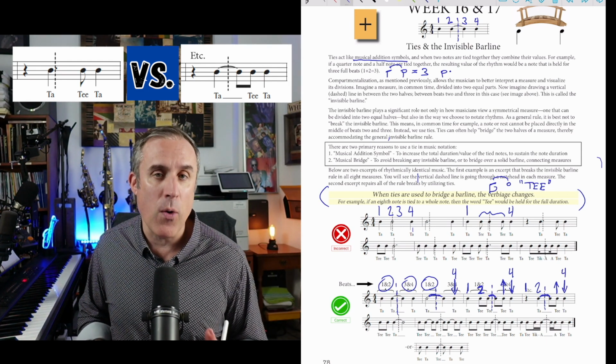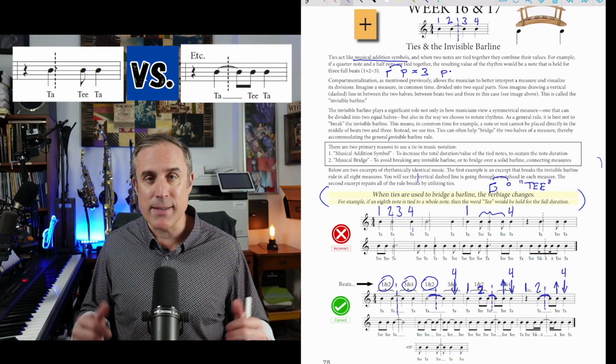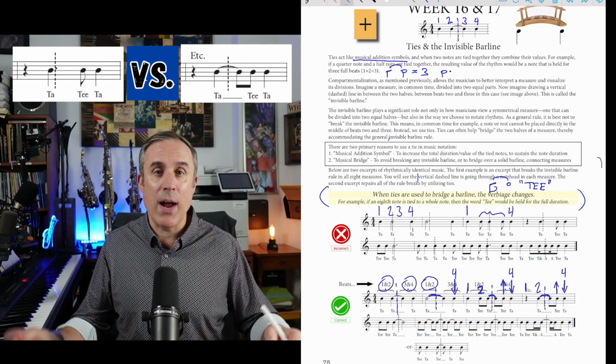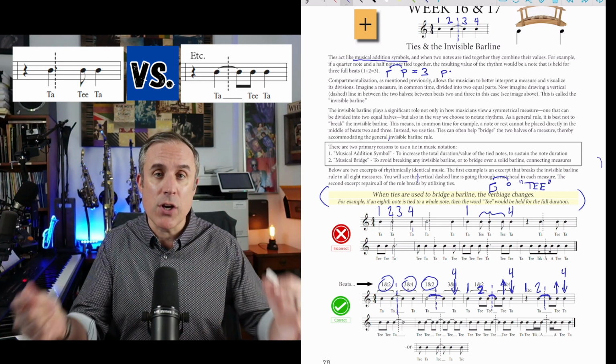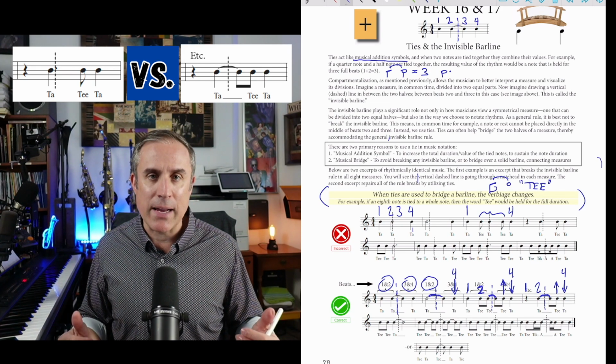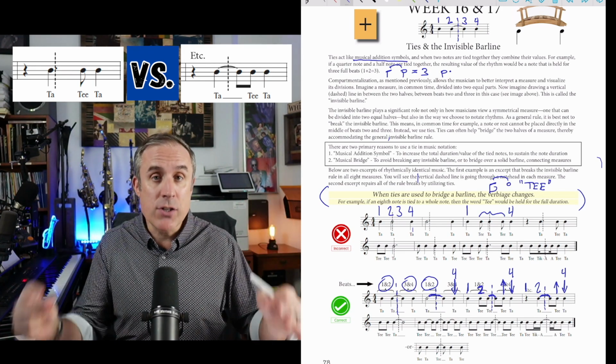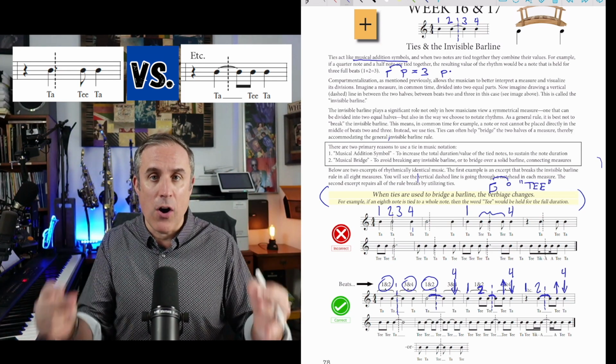So measure 4 will sound like this in the second excerpt. 1, 2, 3, 4, rest. Ta, ti, ta. I'll do that again. 1, 2, 3, 4, rest. Ta, ti, ta.